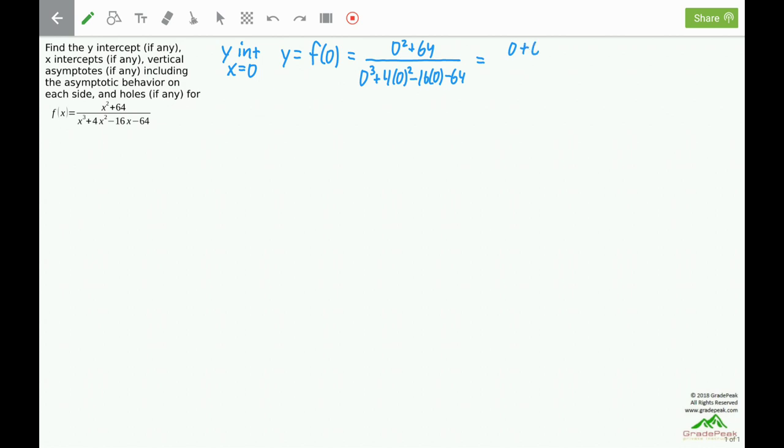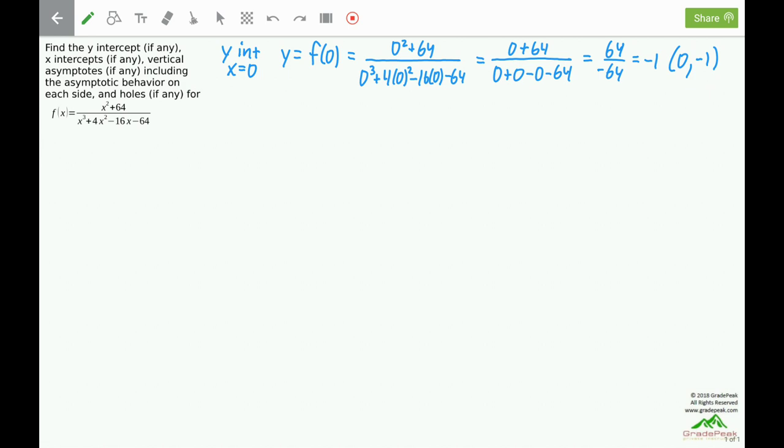0 squared is 0 plus 64. 0 cubed is 0. 4 times 0 squared is 0. Minus 16 times 0 is minus 0. And then minus 64. 0 plus 64 is 64. 0 plus 0 minus 0 minus 64 is negative 64. The 64s can cancel, giving 1 over negative 1, which is negative 1. The x-coordinate was 0, the corresponding y-coordinate was found to be negative 1, and there's the y-intercept.